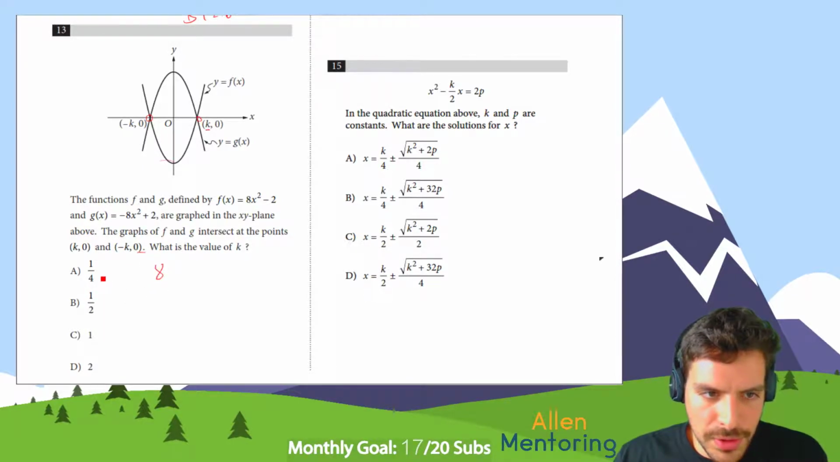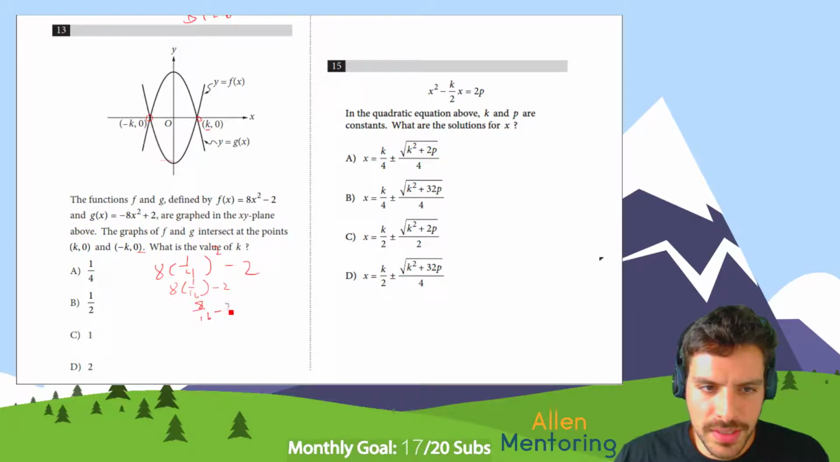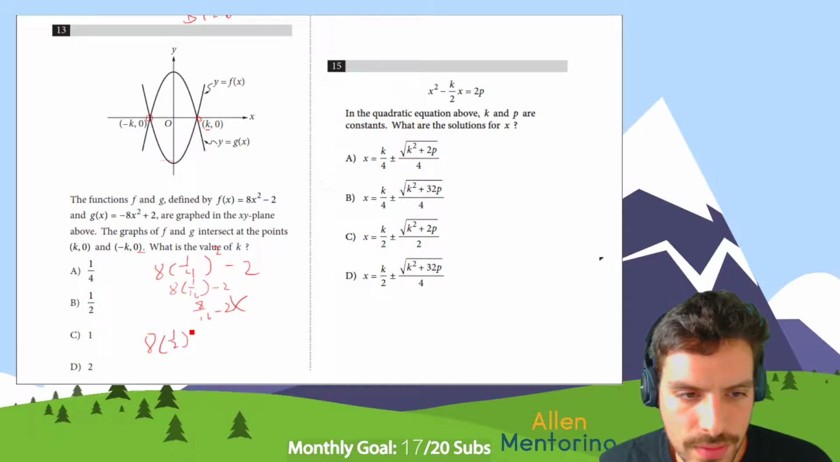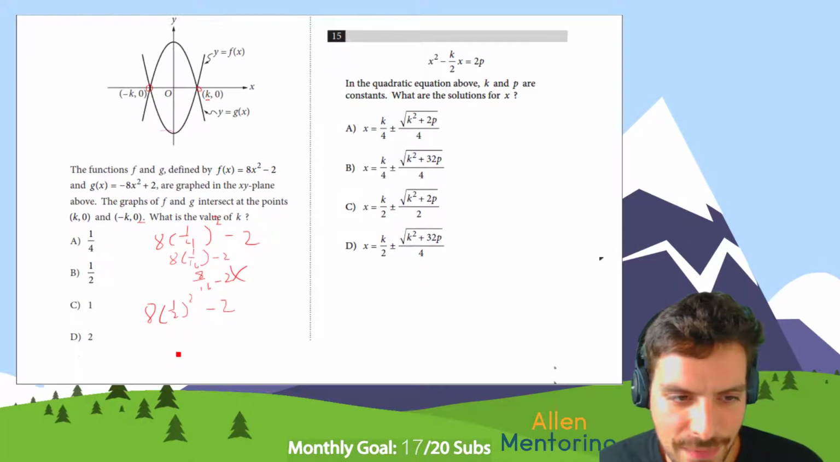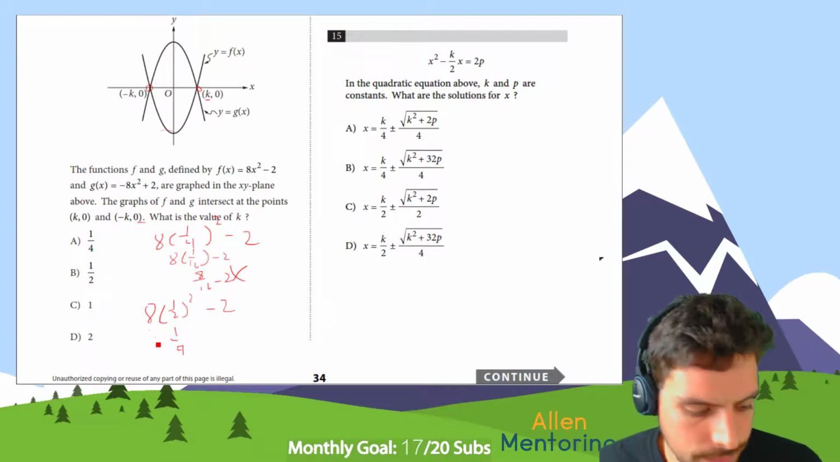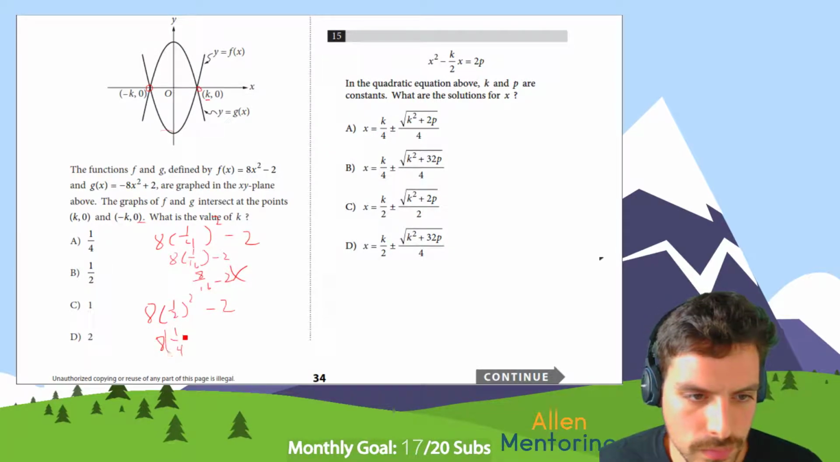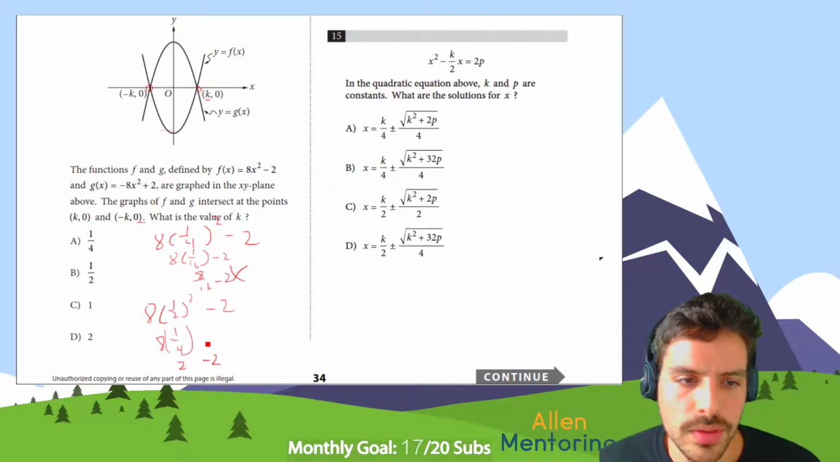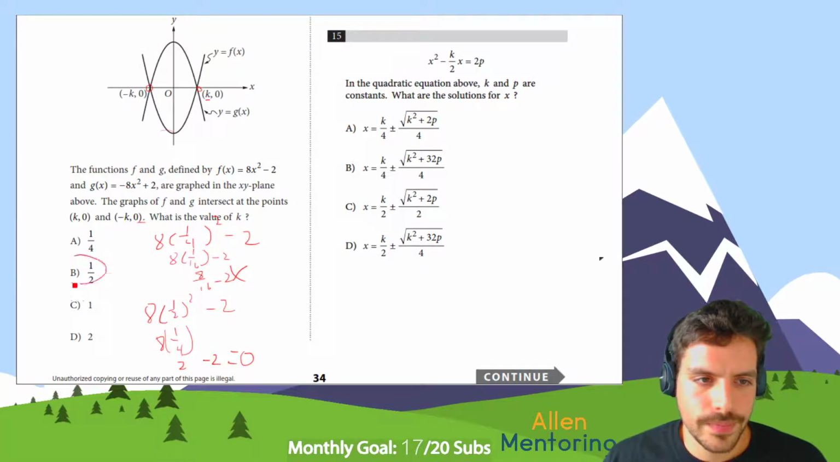And so let me try A. 1/4 squared minus 2. 1/4 squared is 1/16, so that's not it. Minus 2, so that would be 8/16 minus 2. No. 1/2 looks like it could be the answer. So if I do 8 times 1/2 squared, 1/2 squared is 1/4. 8 times 1/4 is equal to 2, and 2 minus 2 is equal to 0. So B is the correct answer.